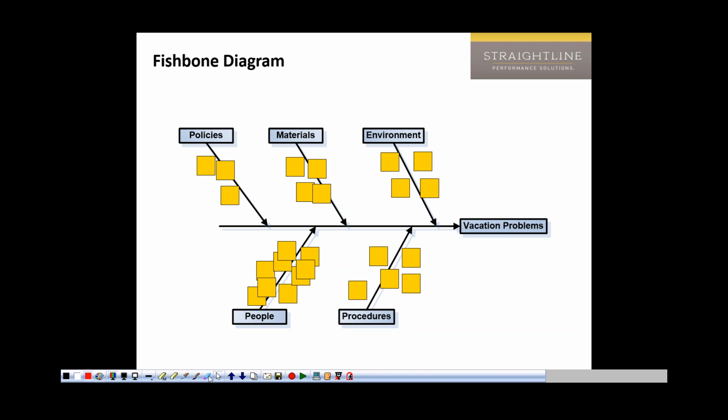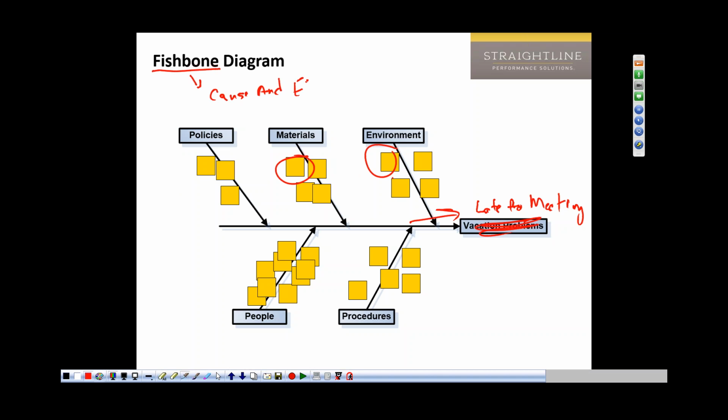And the picture that we would have in our head is instead of vacation problems, this is then late to meeting. All right, we're trying to look at these being the causes, these over here being the causes for this effect. And so that way, sometimes it's called fishbone, sometimes it's called cause and effect. I like fishbone because that's what it looks like, but people remember the name of the tool. But this can be substituted with affinity. Affinity, you don't have the categories beforehand, you develop the categories as you go forward. Does that make sense to everybody? Hopefully that does. Good.